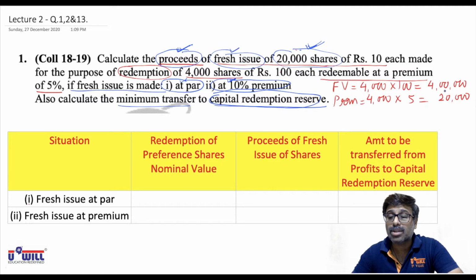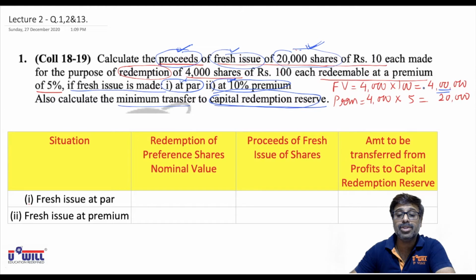Here 4 lakhs of preference shares are to be redeemed, but only 20,000 shares of 10 each are issued to the public. So you can say we are going to use both the sources. There are 2 sources as per condition 2, profits and proceeds of fresh issue. Some amount for redemption we will use from the proceeds of fresh issue and some amount from profits, and then profits would be transferred to capital redemption reserve. So they are asking what is the minimum amount to be transferred to capital redemption reserve.